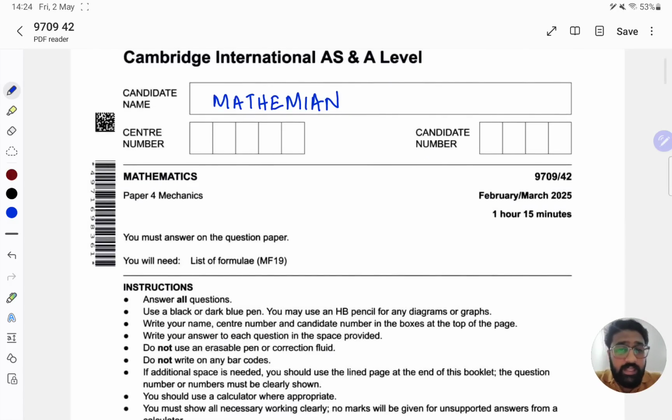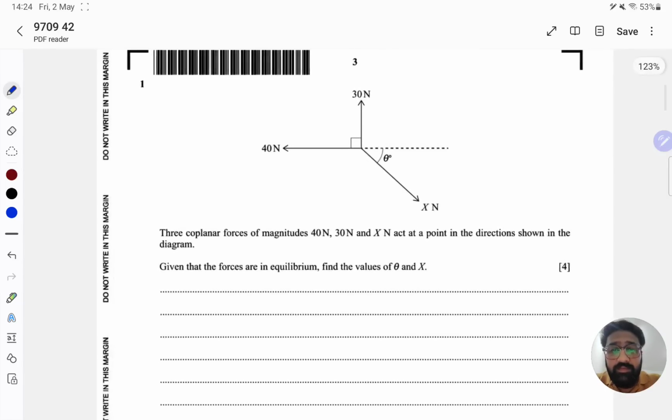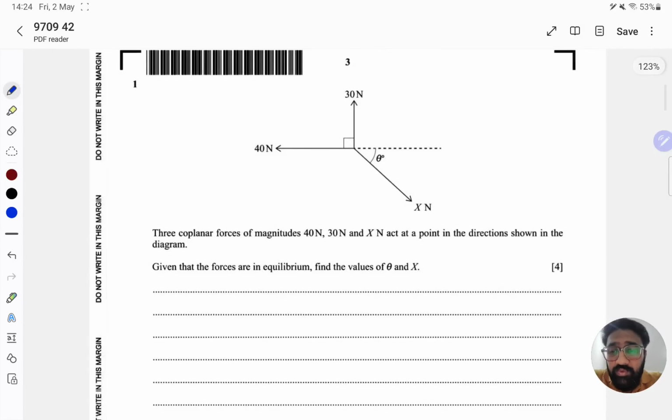Okay, without wasting any minute, let's move to the first question. This is the first question that we have. There are three coplanar forces of magnitude 40 newtons, 30 newtons and x newtons acting at a point, which is this point, in the directions shown in the diagram, given that the forces are in equilibrium.